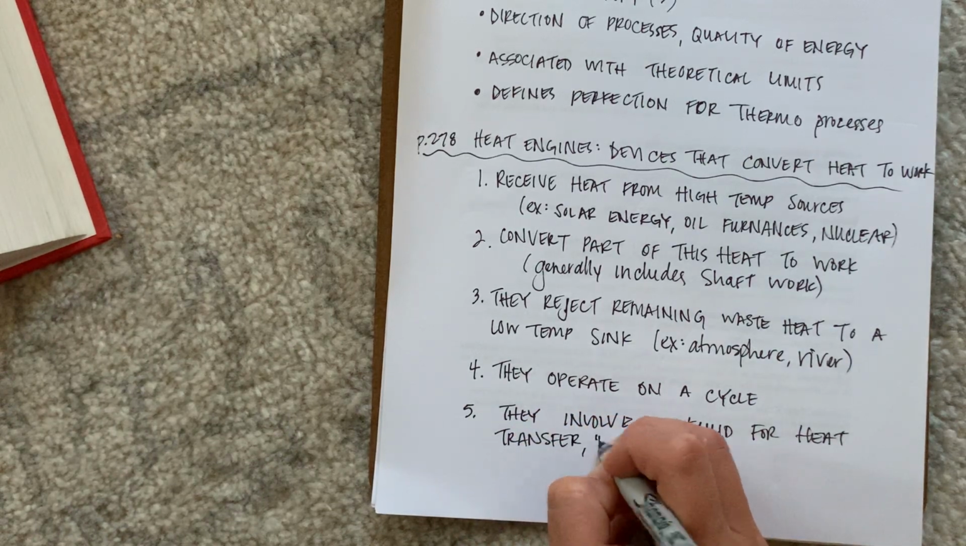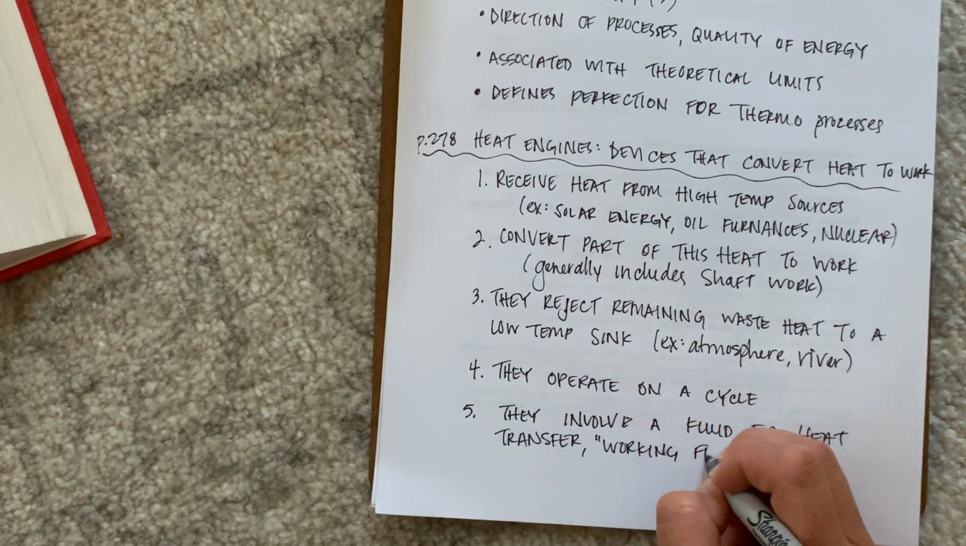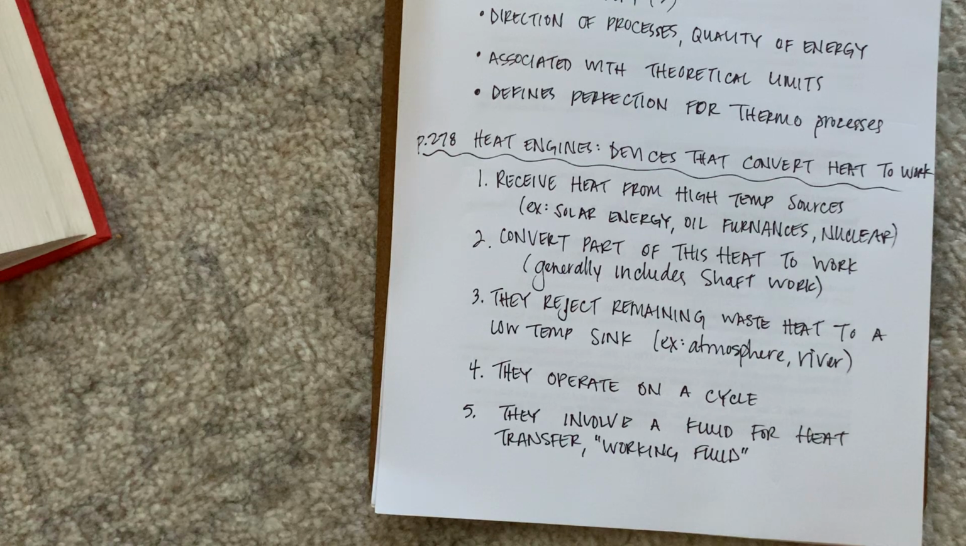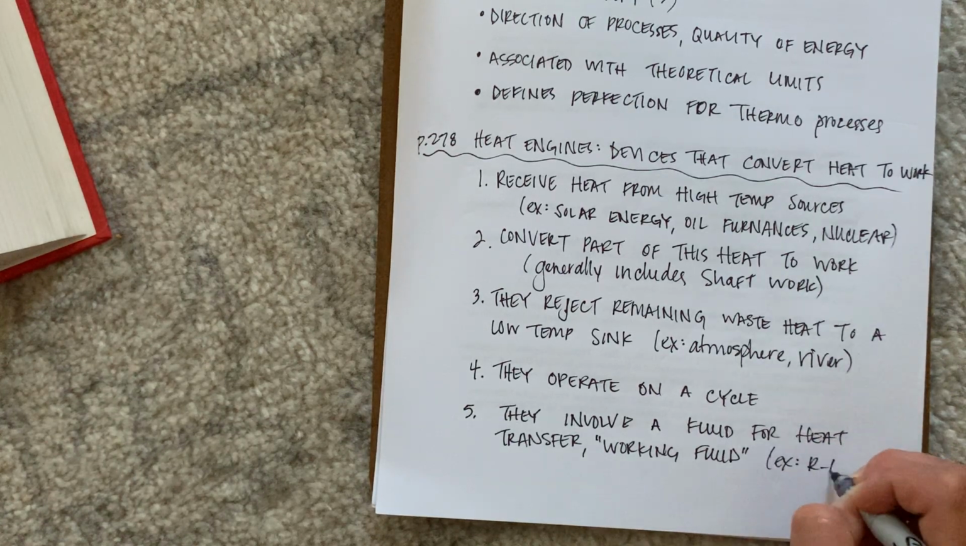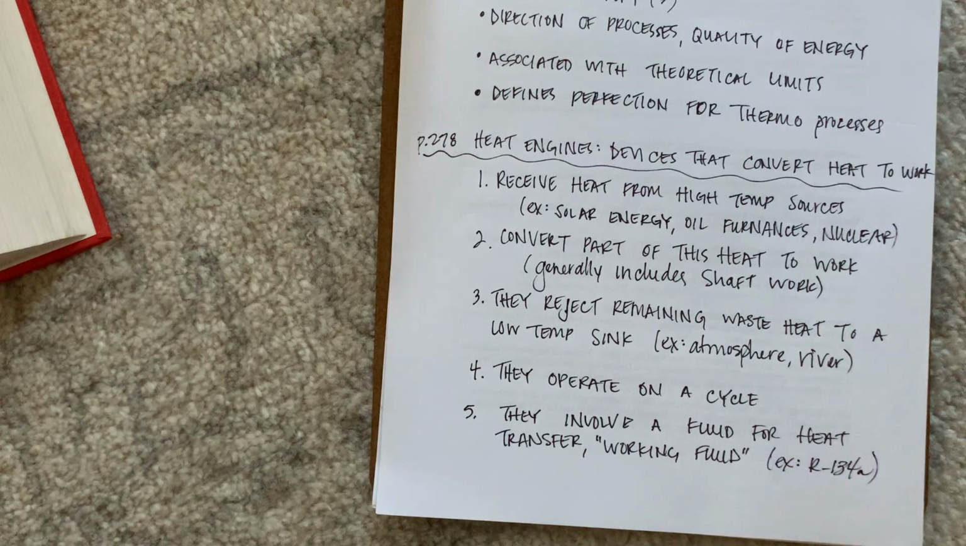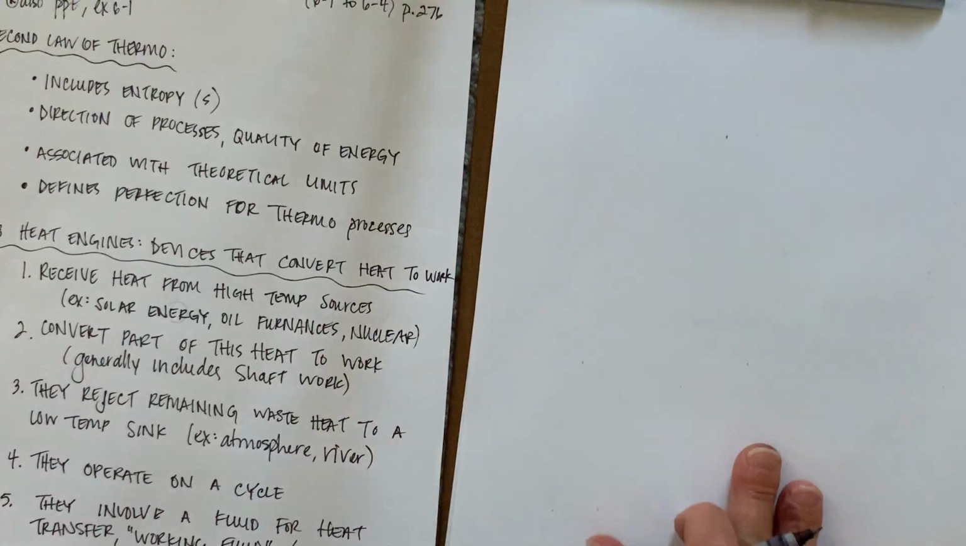And this is called a working fluid. We've actually been working with one of these fluids for the past several chapters. An example would be R134A, which is a refrigerant. It's a fluid that is commonly used for heat transfer systems. All right. So I'm gonna put these notes over here.